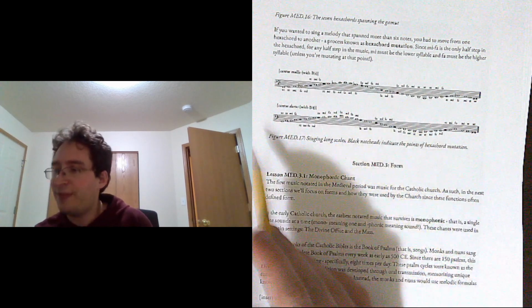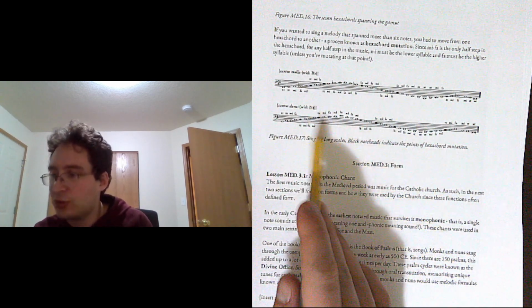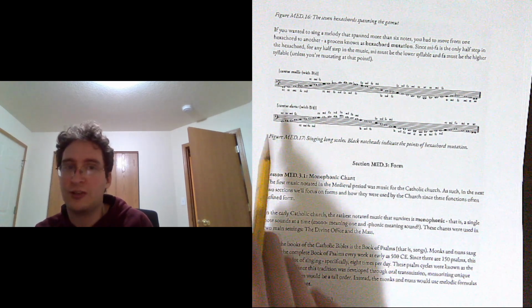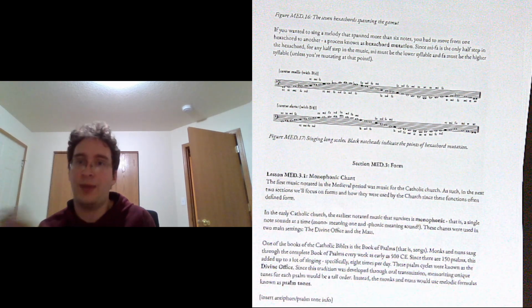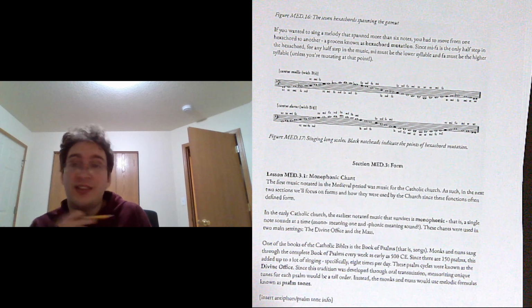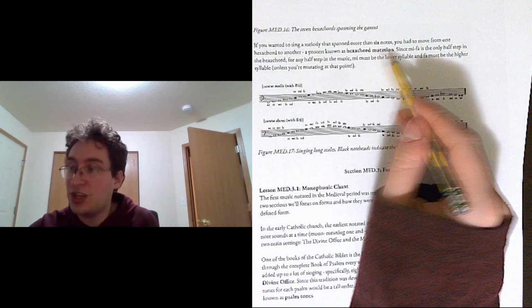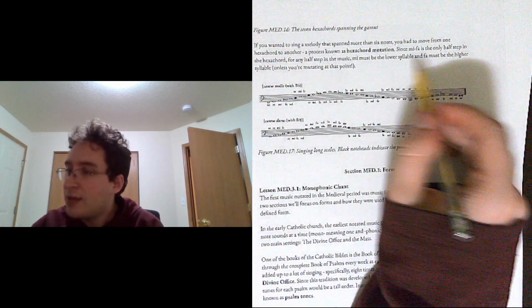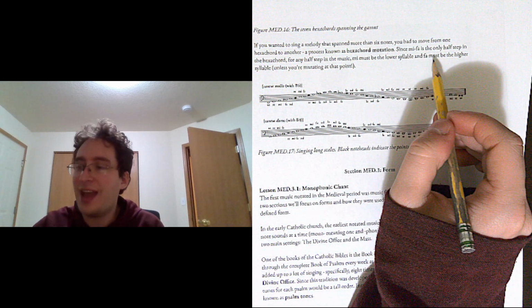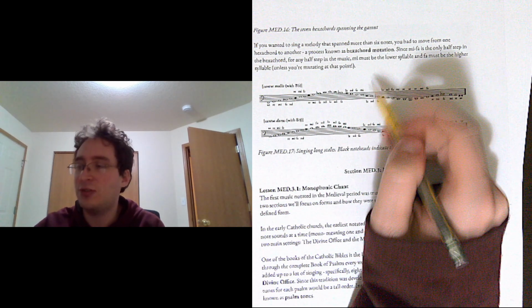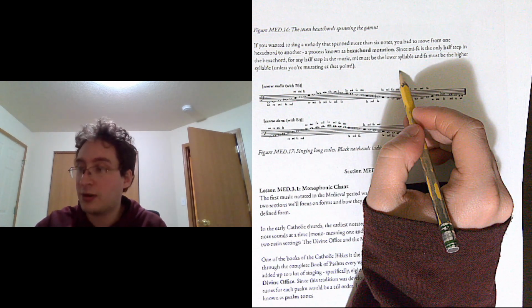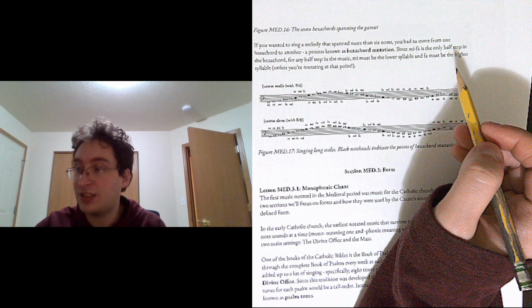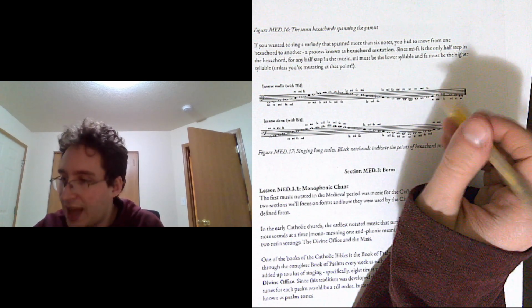So that's using B flats. The same principle applies with B naturals, only you would want to focus on your C and G hexachords to get up and down. So this process is known as hexachord mutation. You're mutating from one hexachord to another. Mi to fa is the only half step in the hexachord. So anytime you have a half step in your music, mi must be the lower syllable and fa must be the higher syllable, unless you're choosing to mutate at that point.